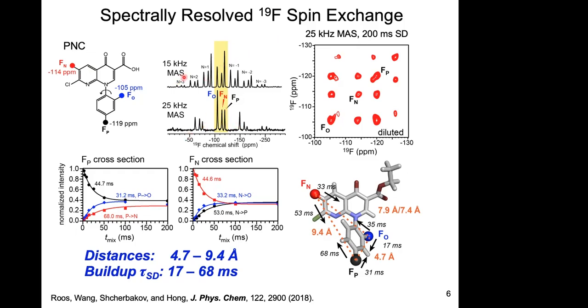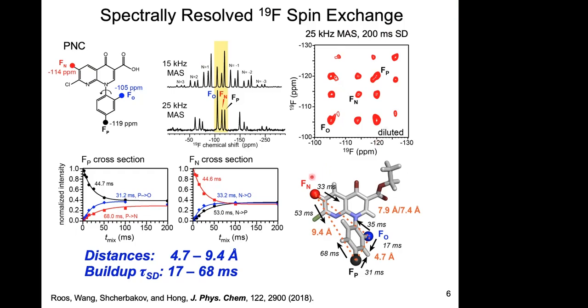And I can choose the spinning speed, 15 kilohertz or 25 kilohertz. If I go a little faster, then the sidebands are spread out more, and the intensities that go to the sidebands are less. So I focus more intensity to the center band. So that gets me more sensitivity. Then I do this in a 2D fashion, fluorine-fluorine. And again, I focus more on the center band region, FO, FN, FP. And by waiting a certain amount of time, and I have 200 milliseconds here for spin diffusion to occur, I see a lot of cross peaks among these 3 fluorine sites, and that's all great.